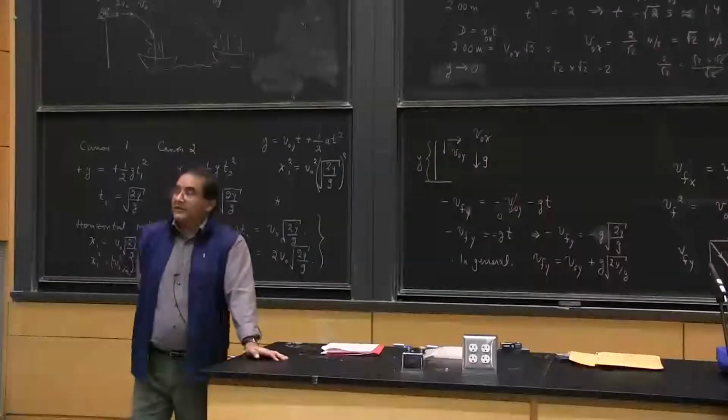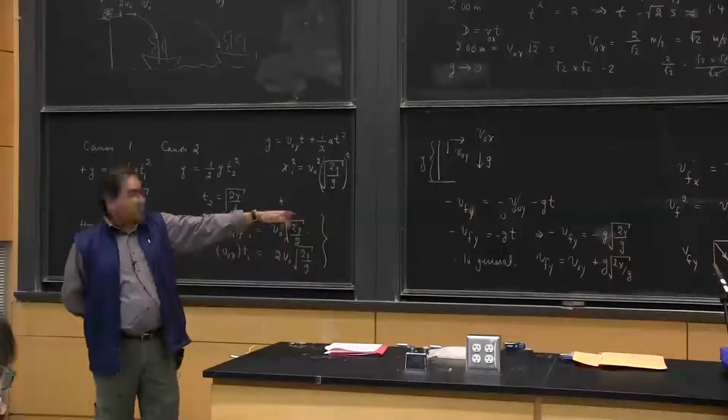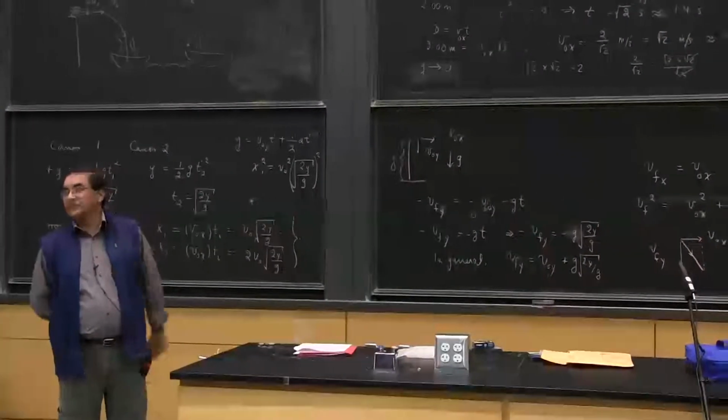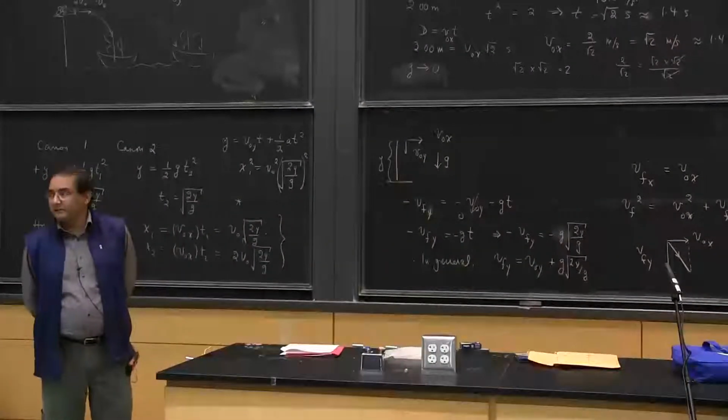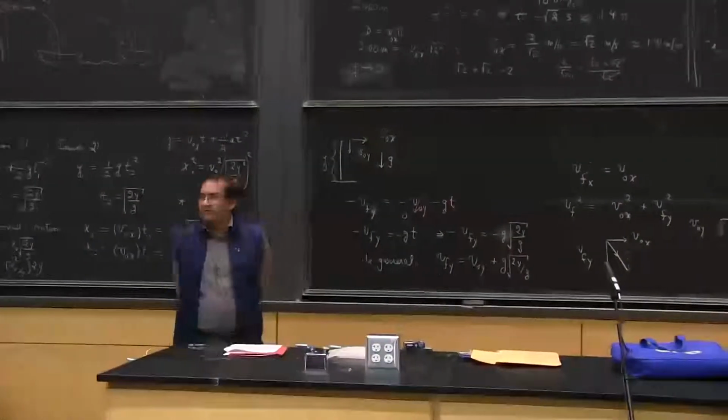Vf is the resultant vector's magnitude. So Vf with the vector sign is the resultant vector. But when I write Vf without putting the vector sign, what I mean is the magnitude of the vector. Okay? By default, that's what it means. That's a simplification that is often used.